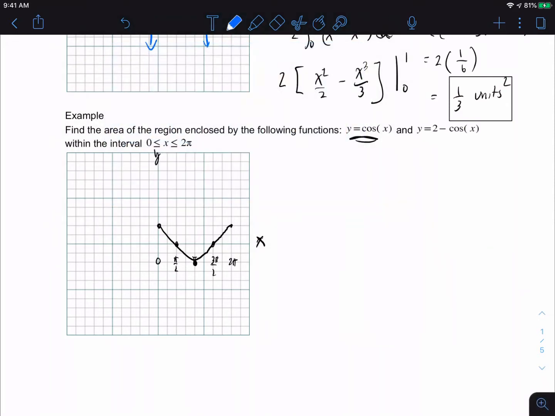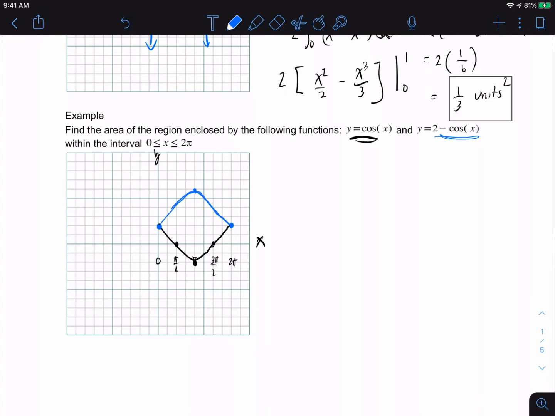Now, my next function I'm going to do in blue. So 2 minus cosine of 0, cosine of 0 is 1, is going to give me 1. And then at pi I'll get a plus 1, and then at 2 pi I'll get 0. Is that far enough up? I think that might not be. One, two, three. It should be at 3. So it's up here. And then this graph is going to go this way.